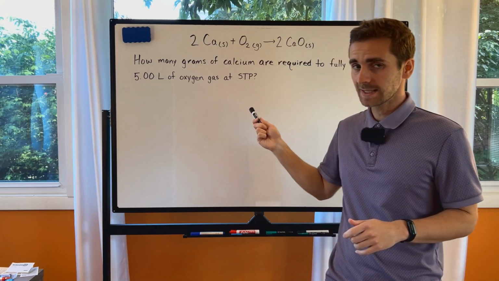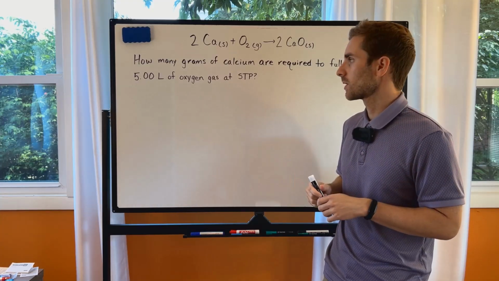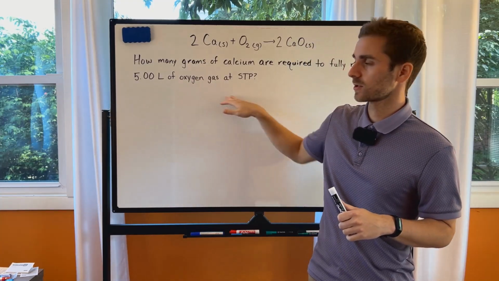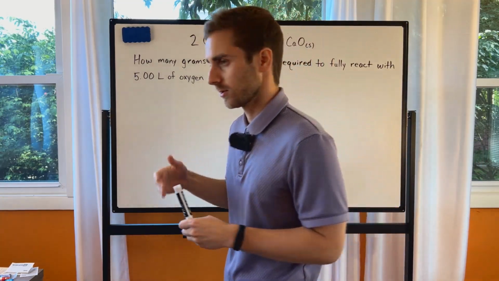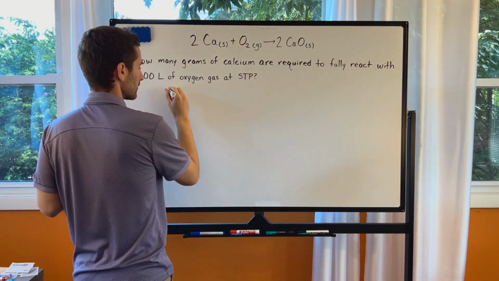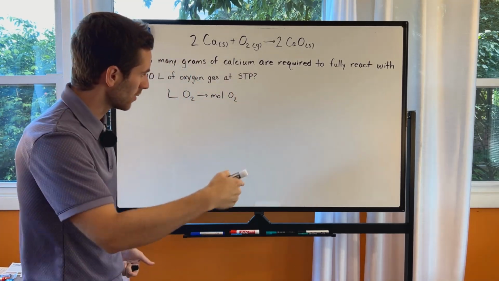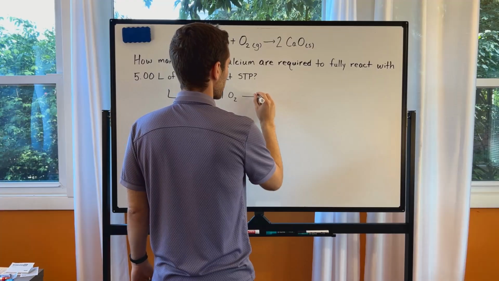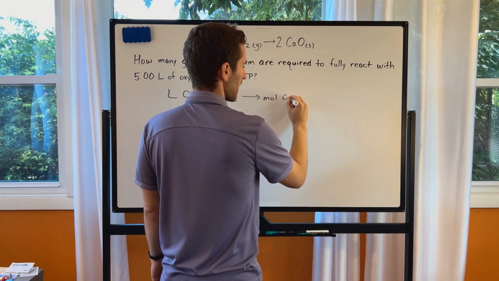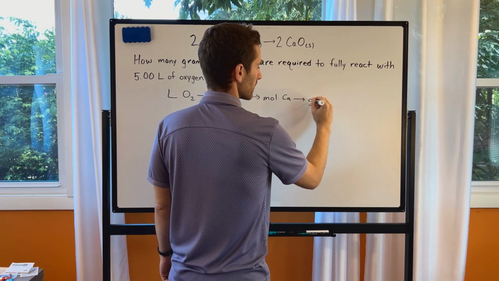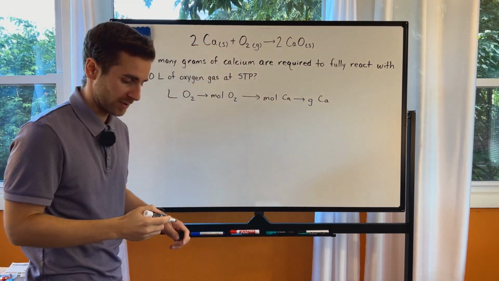Okay, so this example, very similar. Essentially, we're just going in reverse. So now we're starting with the liters of our gas at STP. So we're gonna start with that liter to mole conversion to get into moles, and then we can do regular stoichiometry. So moles of O2 to moles of calcium, and then moles of calcium to grams of calcium. That's going to be our setup.